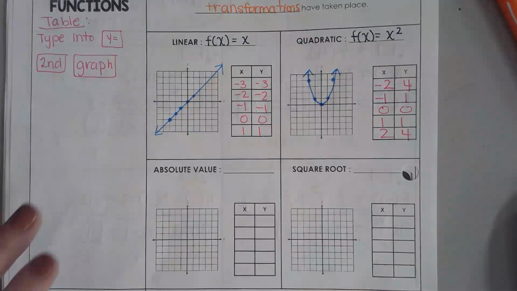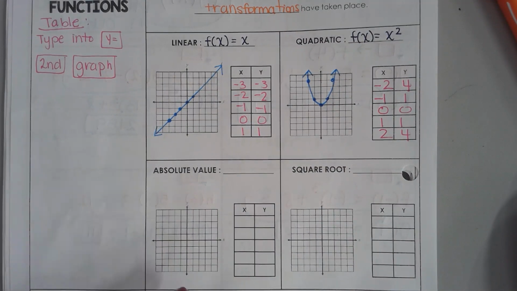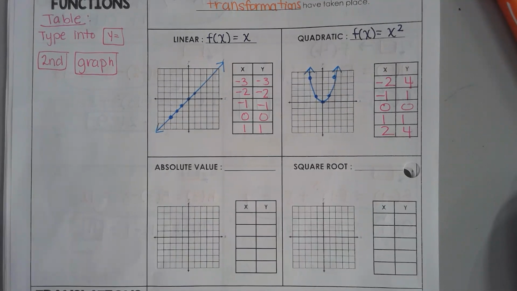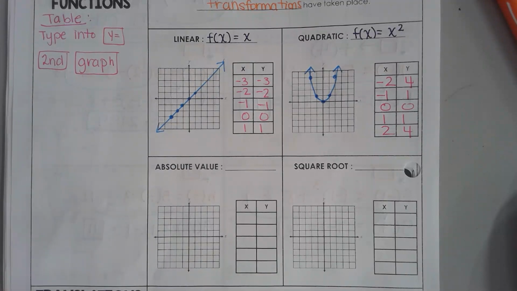And when you connect those, it ends up making this U shape. Quadratics, that is not a sharp point at the bottom. It's more of a curve there at the bottom. So don't draw a sharp point because that one's actually absolute value. So it's more of a U shape.